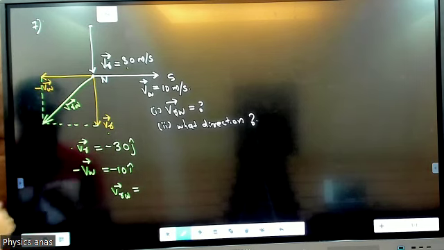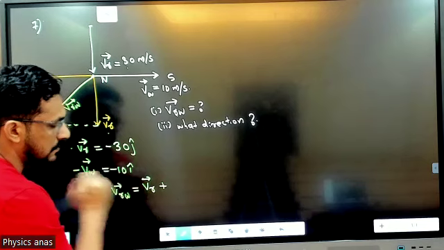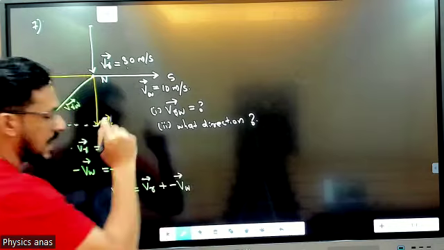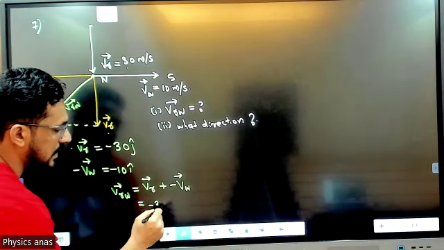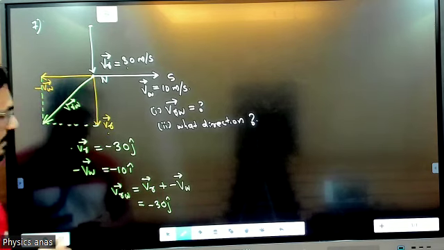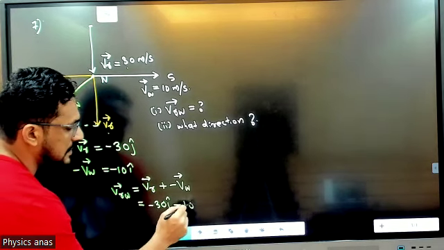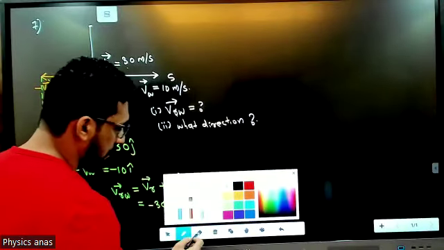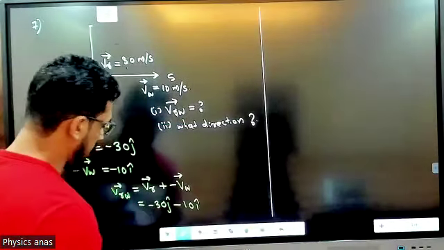How can you find VRW? You can add both these vectors: VR plus minus VW. What is VR? VR is minus 30j. What is minus VW? Minus VW will be minus 10 i cap. That is VRW. Okay, I will write it here.